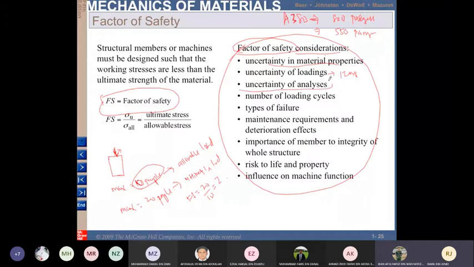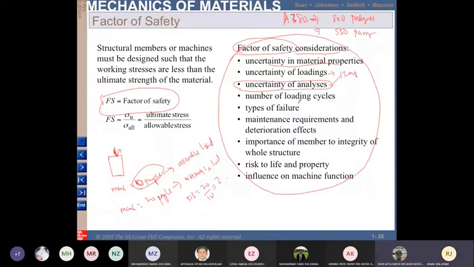Uncertainty of analysis means that even as an engineer, perhaps sometimes you may make a mistake in your analysis. And then number of loading cycles.